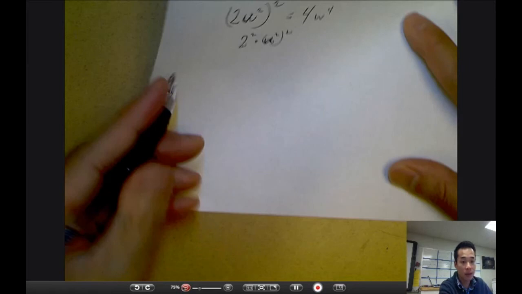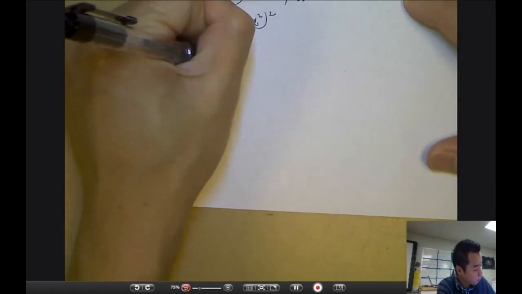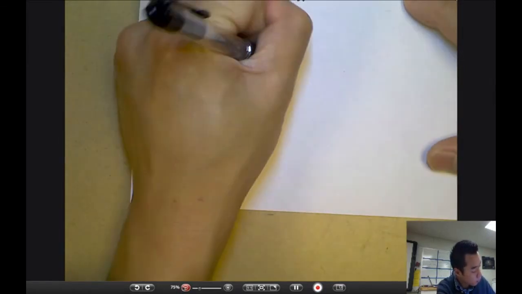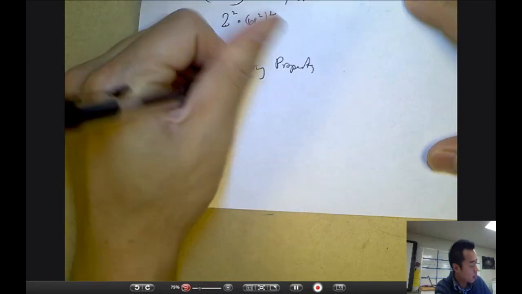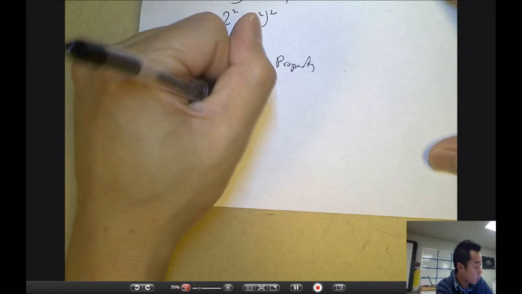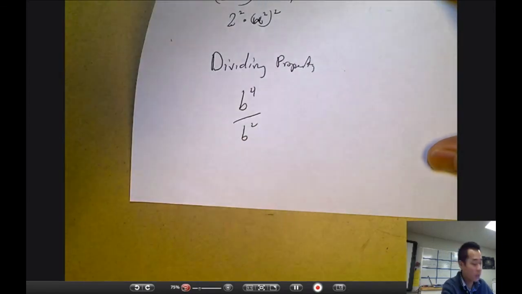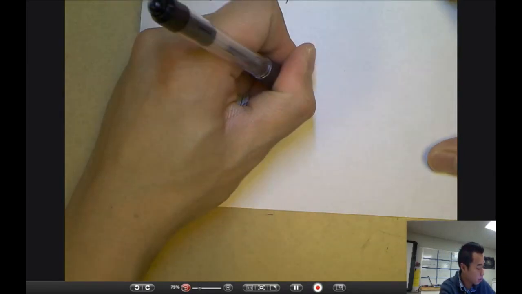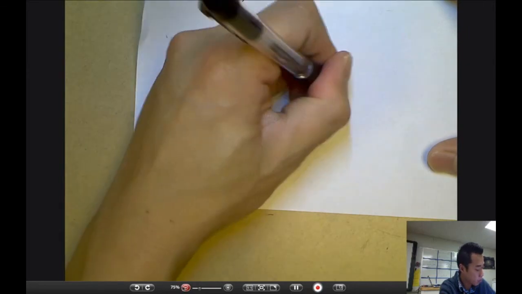And then lastly, we have the dividing property. Which means if I have b to the 4th divided by b to the 2nd, same base, all I have to do is subtract my exponents, b squared.